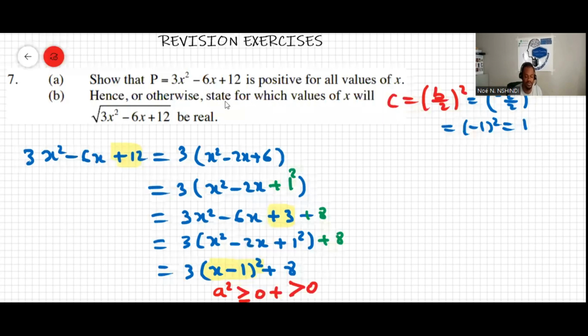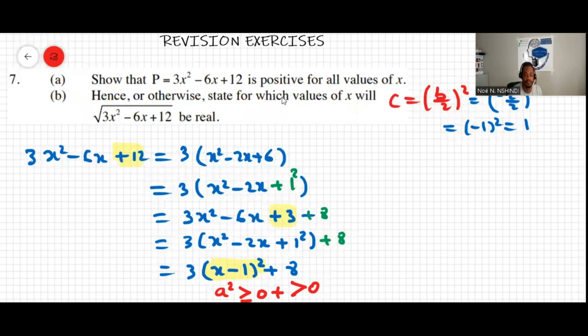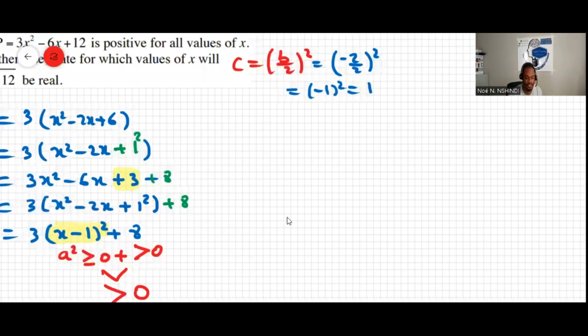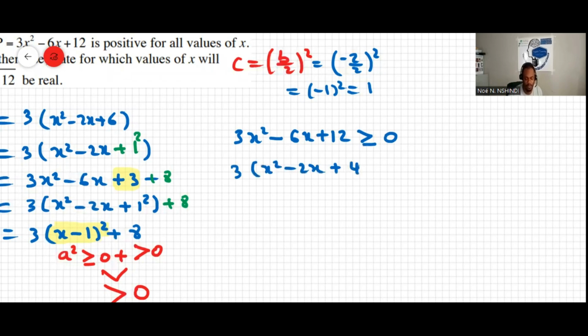And then question B says, hence or otherwise state for which values of x will the square root be real. Okay, so now the square root of this is real if 3x squared minus 6x plus 12 is greater or equal to 0. Okay, so as we factorize this, it was 3 times x squared minus 2x plus 4 greater or equal to 0. So that means x squared minus 2x plus 4 must be greater or equal to 0 because 3 is just a constant number.